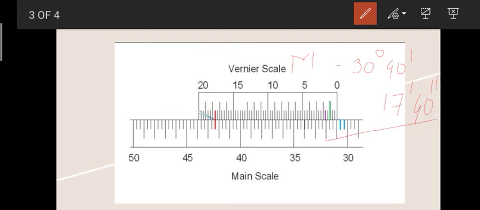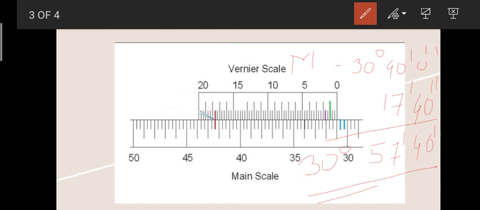So we'll add this now. What will this become? It will be our 0. So it will be 40 seconds. Then this will become 57 minutes, and this will become 30 degrees. Understood? This is your final reading of the object that you have bisected through the theodolite. This is how you are going to read the reading.